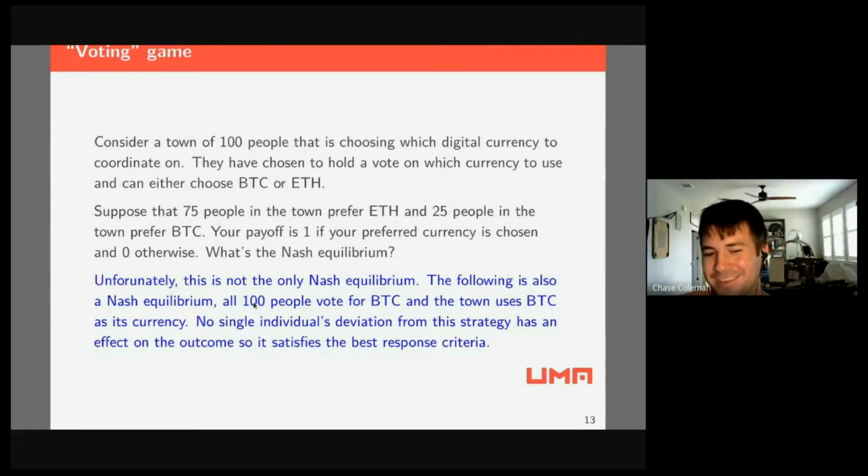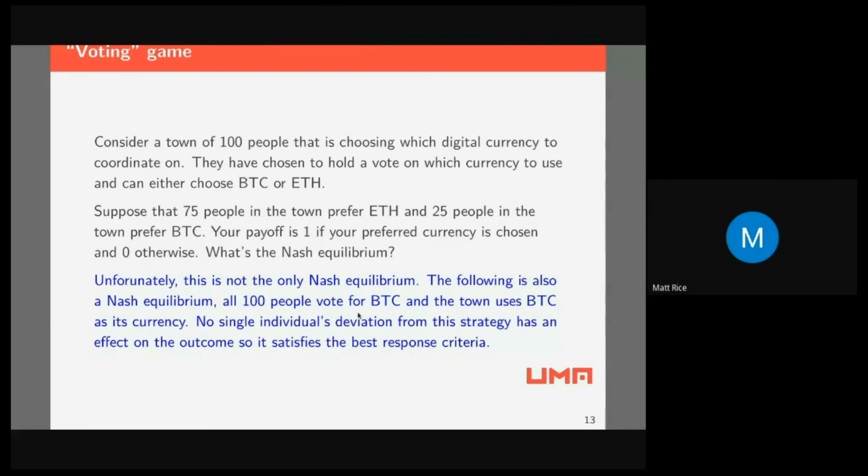So the reason it's a Nash equilibrium is because if all 100 people vote for Bitcoin, you individually, Matt, who prefers ETH, even if you changed your vote to ETH, it wouldn't change your payoff. And so you're indifferent between voting for ETH or Bitcoin under this strategy. It's the fact that no one person can actually change the outcome. But why would I vote for Bitcoin in that case? How is that a Nash equilibrium if I'm indifferent to my choice? Because you're indifferent.